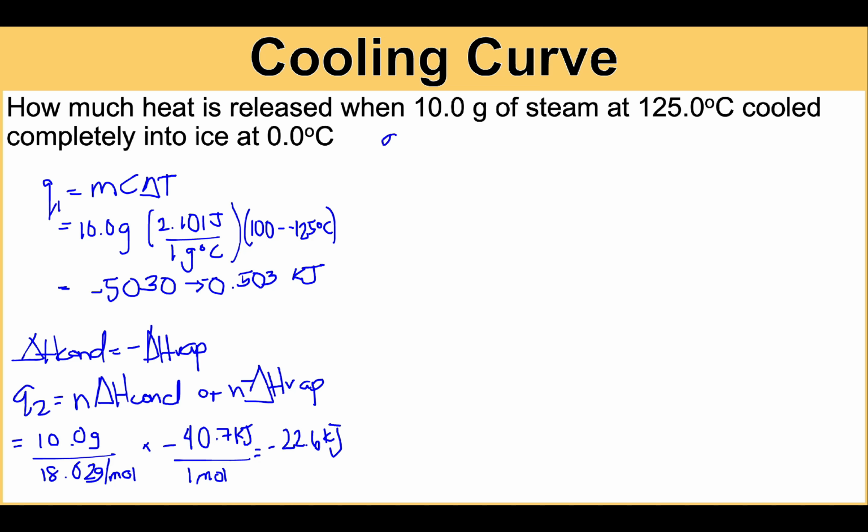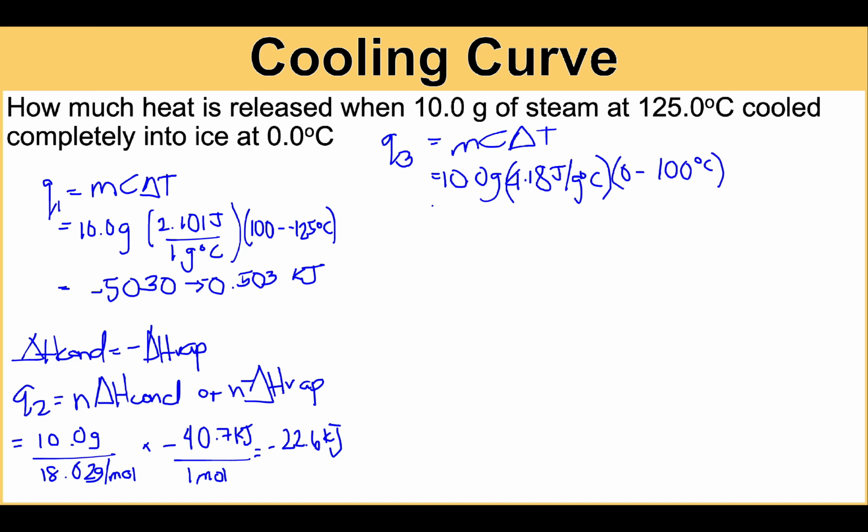Now let's go to Q3. It's a slope, so mcΔT, substitute the specific heat of water times the change in temperature. This will give us negative 4180 joules, or converting it to kilojoules, it's negative 4.18.